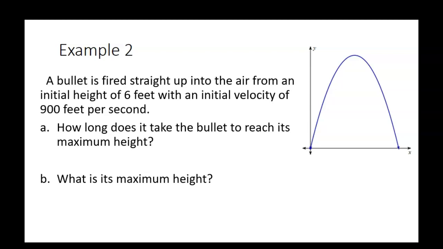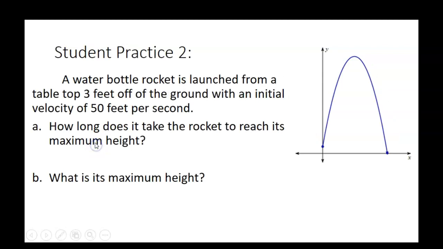X equals negative b over 2a. If you want to find the actual maximum height, what do you do? You plug it in. Good. All right, so you guys get to do your student practice here. Do part A and B.